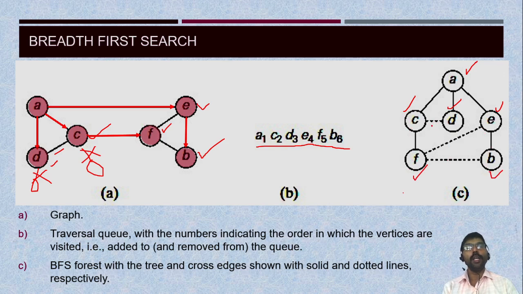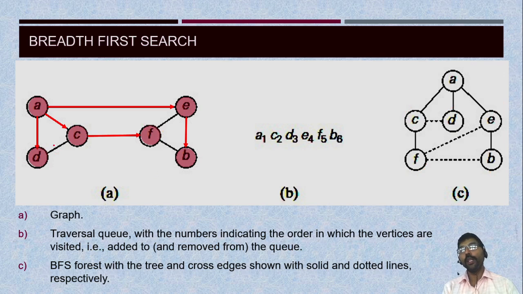Now this dotted line indicates the cross edge. Cross edge means, if you see here, between C and D there is one edge. But I cannot visit D because I have already visited D using A. So this is a cross edge. Cross edge indicates there is an edge between C and D, but D is already visited. In similar fashion, there is an edge between E and F, but F and E are already visited. So this cross edge indicates another node is visited.